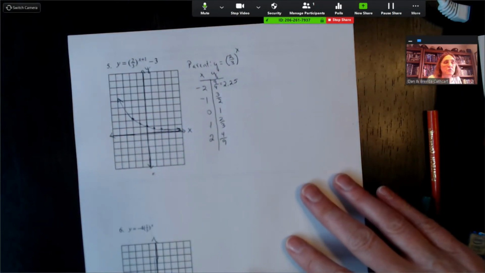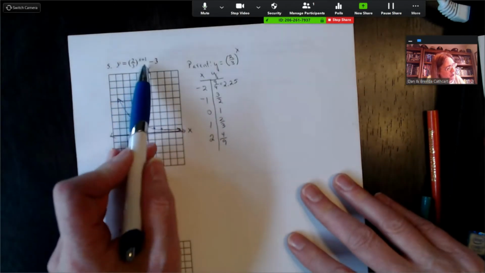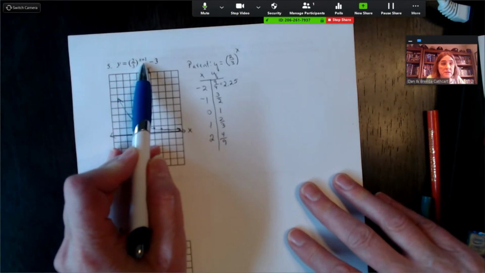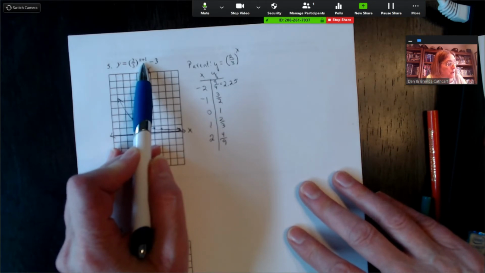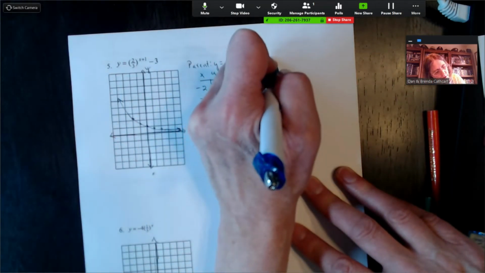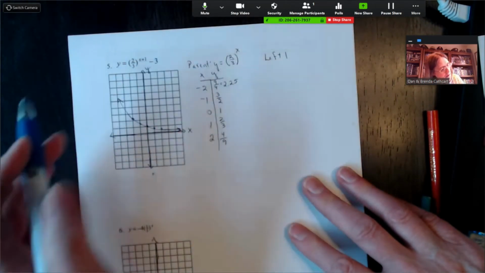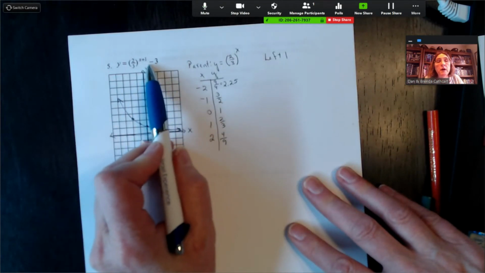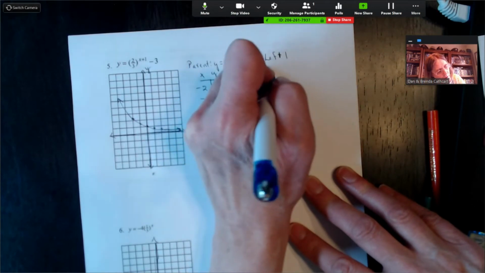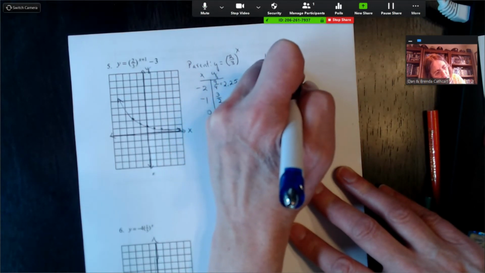Now let's take a look at what transformations we have. As we look at it, we have the x plus 1. This is a horizontal translation. Remember, horizontal transformations always go opposite. So this one is going to be left 1. So we're going to move to the left 1 unit. And then we have the -3. That's our vertical one. So this one is going to go down 3.